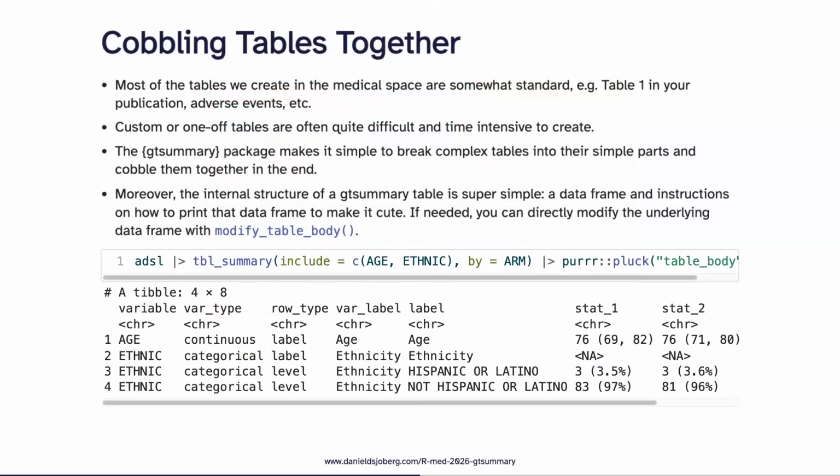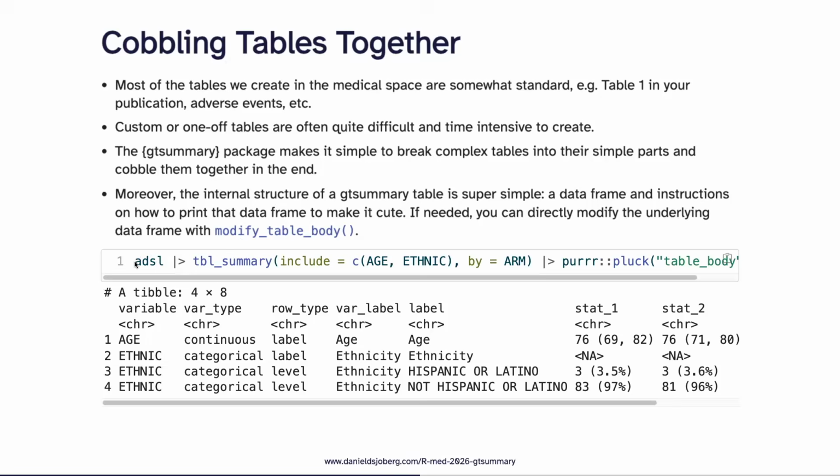So, cobbling tables together. Most of the tables that we create in the medical space are pretty standard or standard adjacent. But it's often that you need customized tables. And those can be much more difficult to create for sure. So this is a quick example of how you can modify that underlying table body, that underlying data frame that comprises what we're printing.